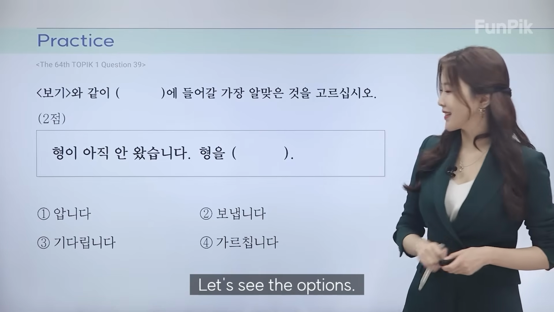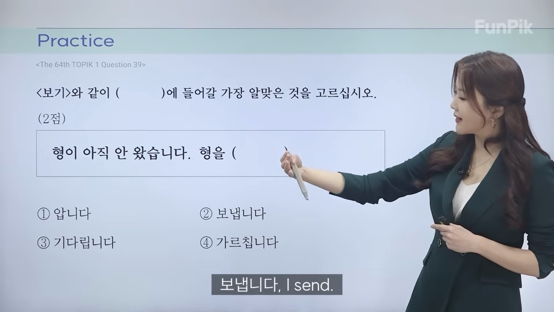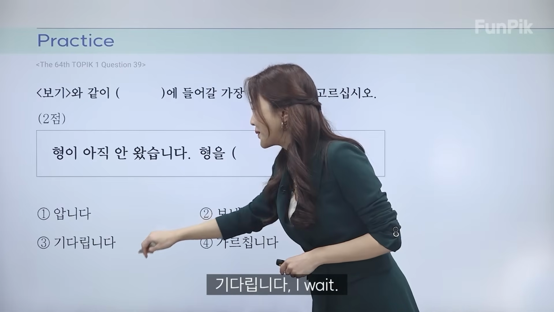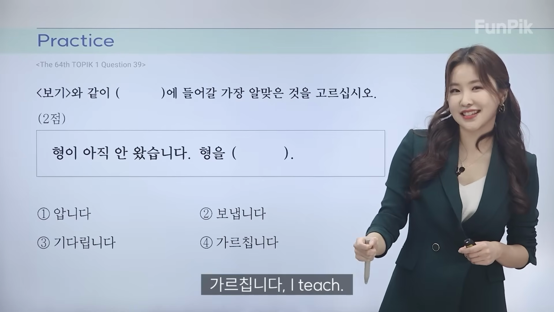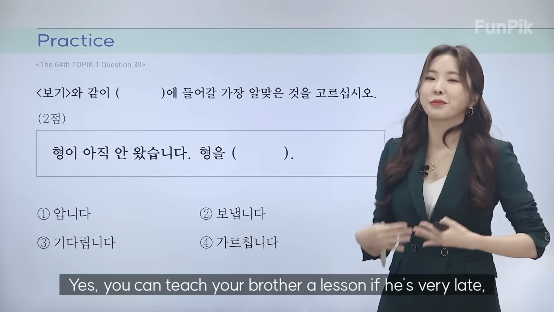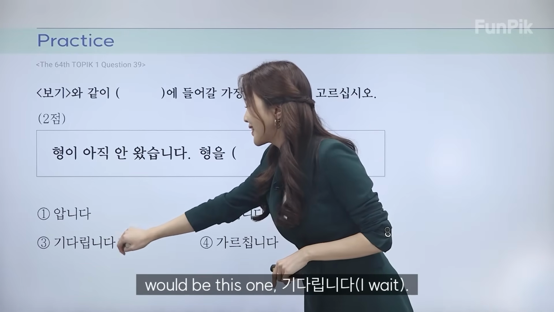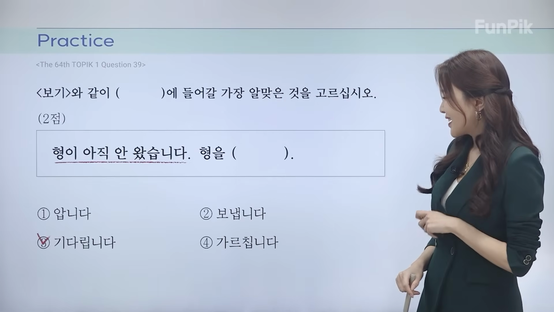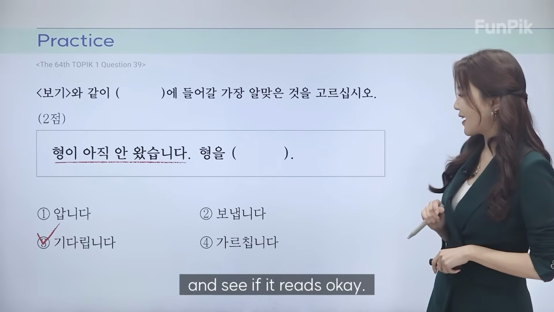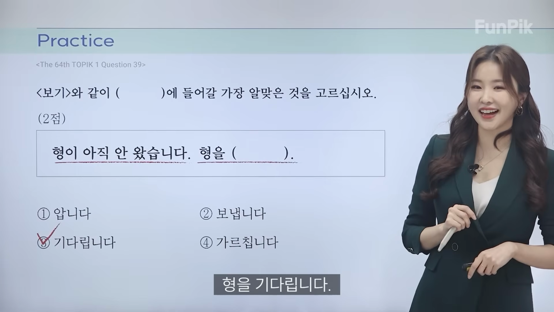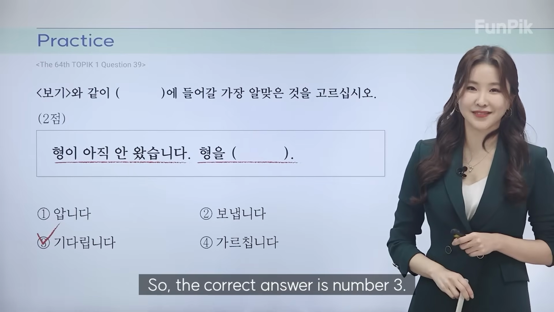Let's see the options. 압니다. I know. 보냅니다. I send. 기다립니다. I wait. This sounds like the right answer. 가르칩니다. I teach. Yes, you can teach your brother a lesson if he's very late, but the most appropriate one for this would be this one. 기다립니다. So let's put it back into the sentence, to the blank, and see if it reads okay. 형을 기다립니다. It sounds alright. So the correct answer is number 3.